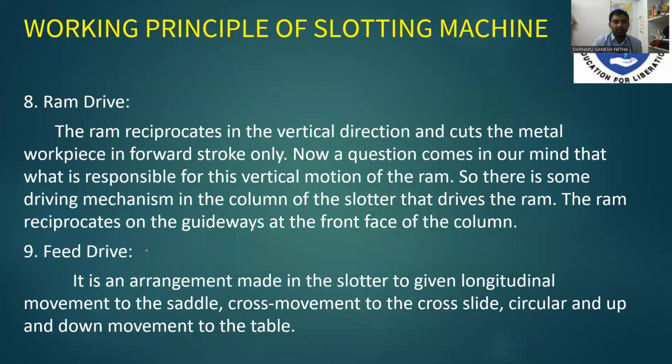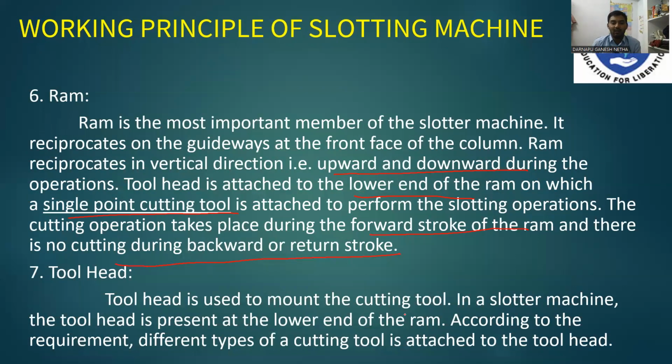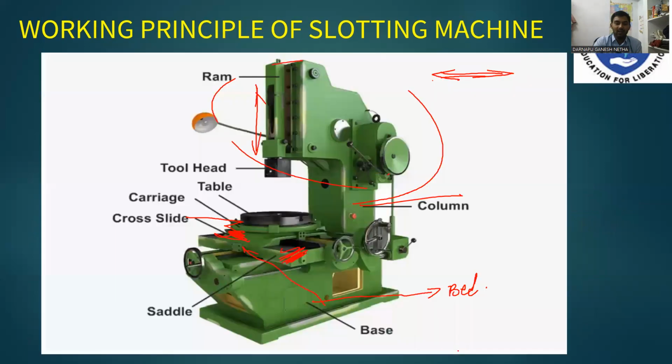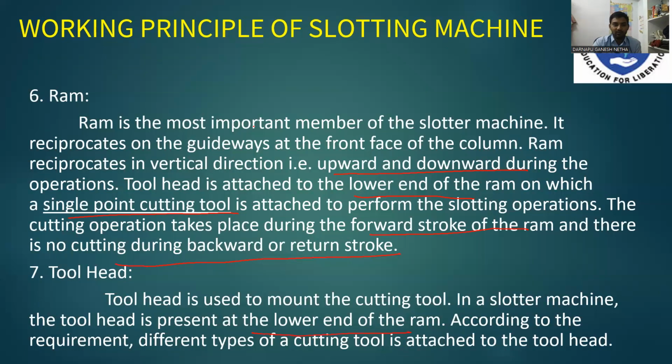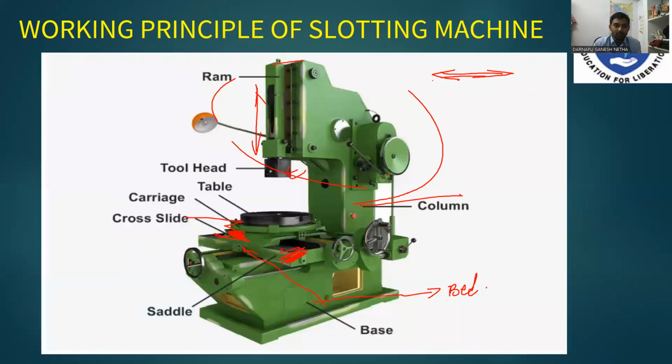Tool head. The tool head is used to mount the cutting tool. In the slotting machine, the tool head is present at the lower end of the ram. According to the requirement, different types of cutting tool are attached to the head. This is the tool head. In this tool head, the tools are going to be held, and this tool is located at the end of the ram. Ram drive. In this, the ram drive is going to be there.